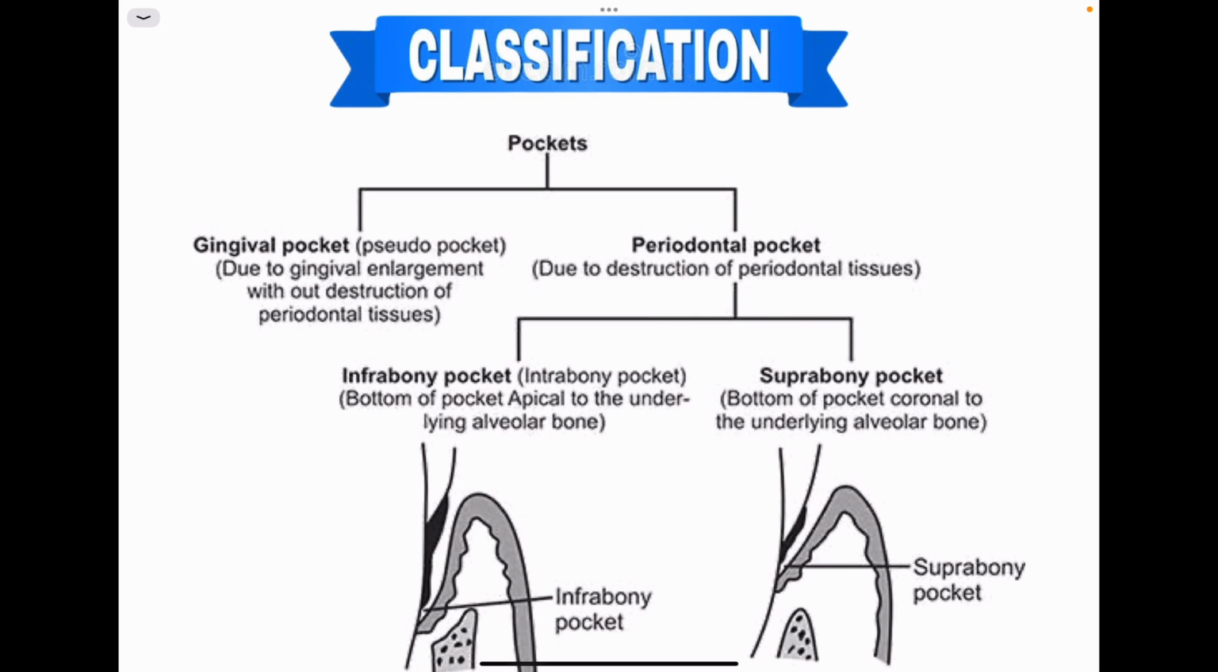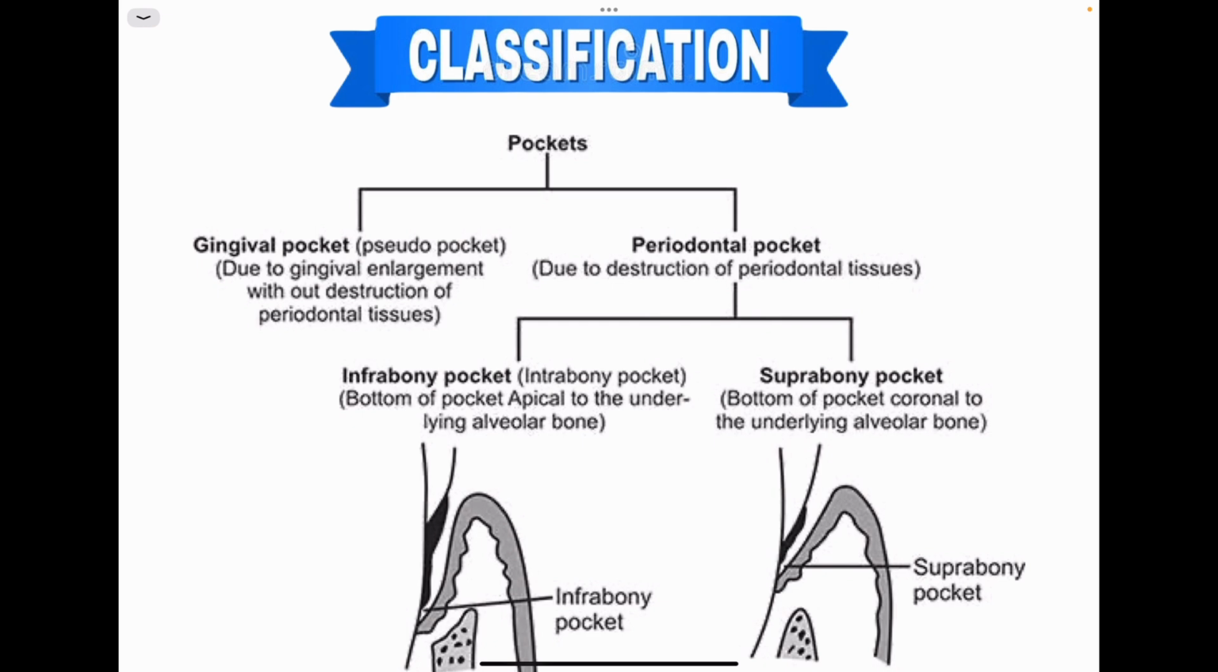Before going into detail of the differences between Suprabony and Infrabony pockets, we'll first start with some introductory part. By definition, pocket refers to pathological deepening of the gingival sulcus, right? These pockets are divided into two types, the first one being gingival pockets. These are also known as pseudo pockets, and are basically due to gingival enlargement, and there is no destruction of periodontal tissues in case of gingival pocket, whereas in case of periodontal pockets, there is destruction of the periodontal fibers or periodontal tissues as well.